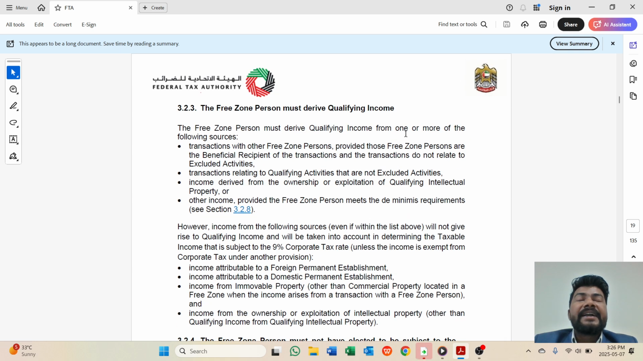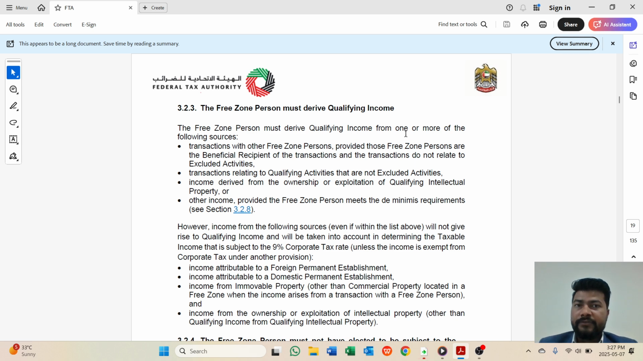The third condition is that you should derive qualifying income. So let's understand qualifying income. If I am a free zone person and I am dealing with another free zone person, in that case, the income from any activities will be qualifying income, except if the activity is an excluded activity. There is a list of excluded activities and qualifying activities. So the activities should not fall under the excluded activities. In that case, that income will be qualifying income.